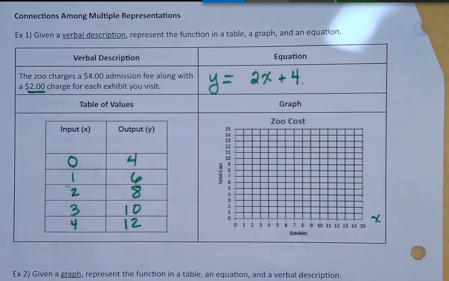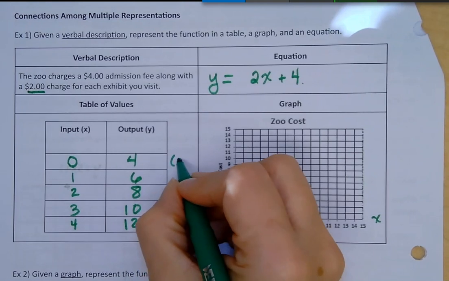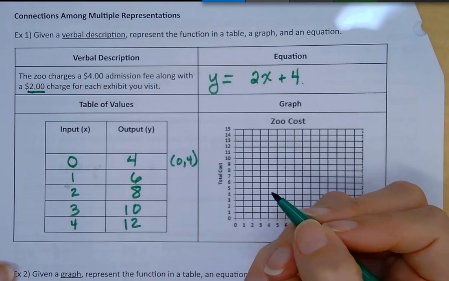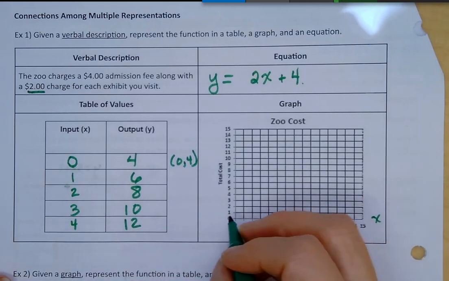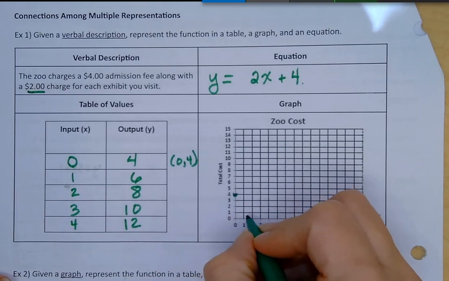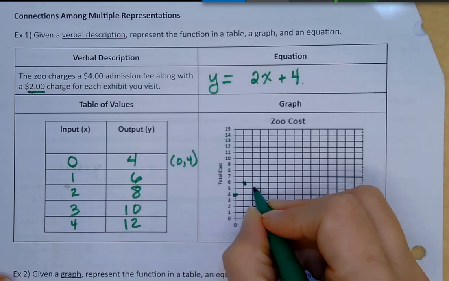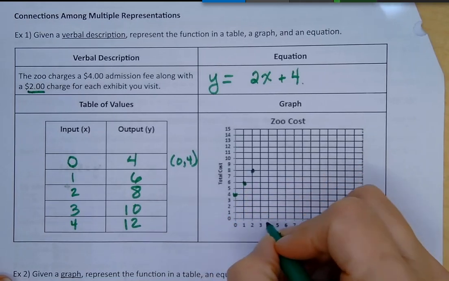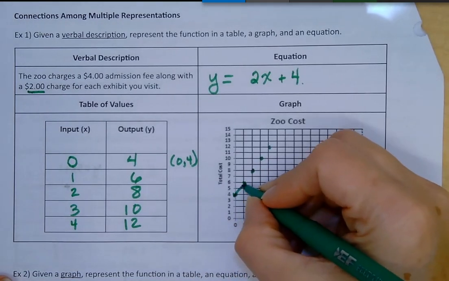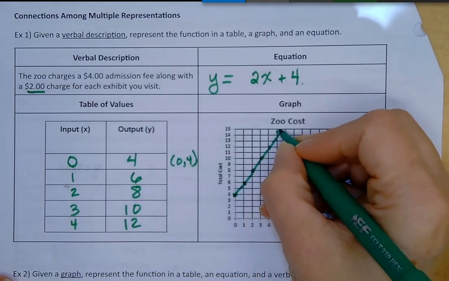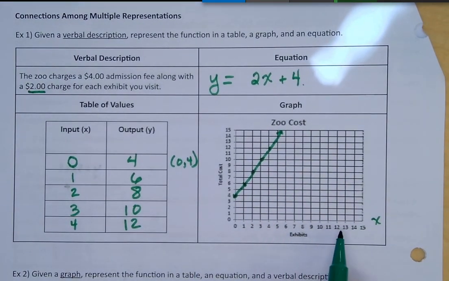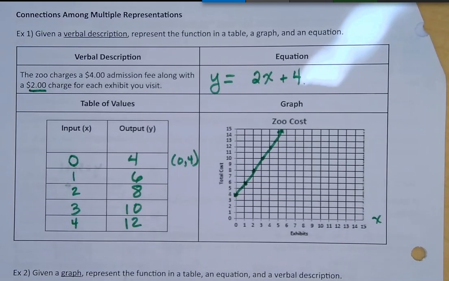So I now have a table, which really means that I have a number of ordered pairs, right? Because I have an x value and a y value that go together. So I can put in my x and y values right into this graph, and I can say 0 goes to 4, and 1 goes to 6, 2 goes to 8, 3 goes to 10, and 4 goes to 12. And so that is my straight line. So I could anticipate, if I had a bigger graph, how much it would cost me if I wanted to go to 12 exhibits.